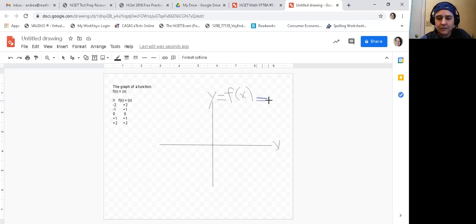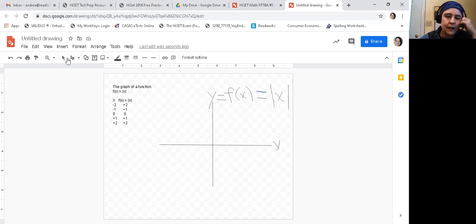Okay, I cannot get that to make an equal sign. Okay, equals the absolute value of x. Okay, so we know that y is equal to f of x, which is the absolute value of x.